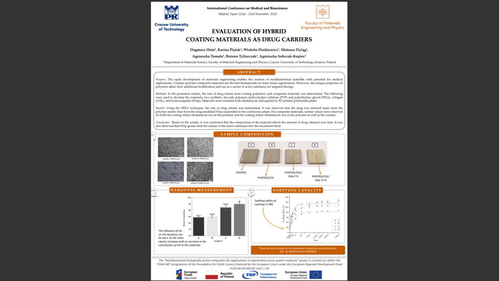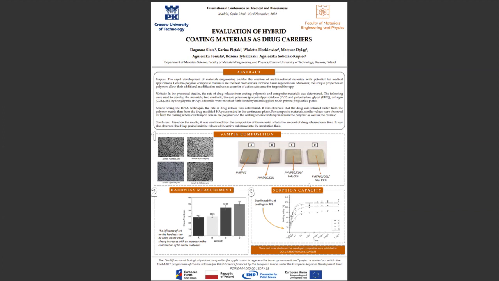Using biocompatible polymers and ceramics, polymers such as polyvinylpyrrolidone and polyethylene glycol, and ceramics like calcium sulfate, I developed a composition of composite coatings, which I then applied to polylactic acid plates. Here you can see a picture of my coatings, and I added hydroxyapatite at 5 and 15%. I measured the effect of the ceramic and collagen additives on the sorption capacity and on the hardness of the coatings. For the hardness measurement, I found that the influence of hydroxyapatite can be seen as the value clearly increases with an increase in the contribution of hydroxyapatite in the material.